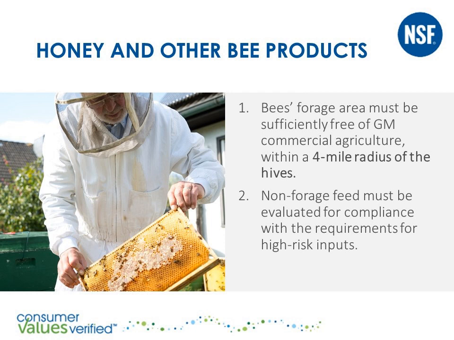And I also mentioned honey and other bee products being classified as high risk. For bees, the forage area must sufficiently be free of GM commercial agriculture within a 4-mile radius of the hives. This is similar to organic. If the honey is organic, then an affidavit from the organic certifying body that confirms that the honey is compliant to the NOP regulations is sufficient. And if honey is not organic, then maps of the hives showing the 4-mile radius is free of GM commercial agriculture is required.